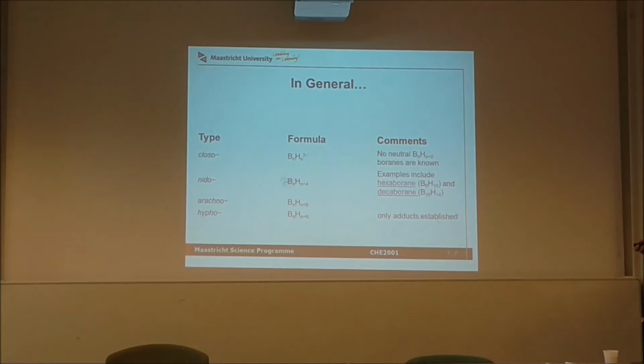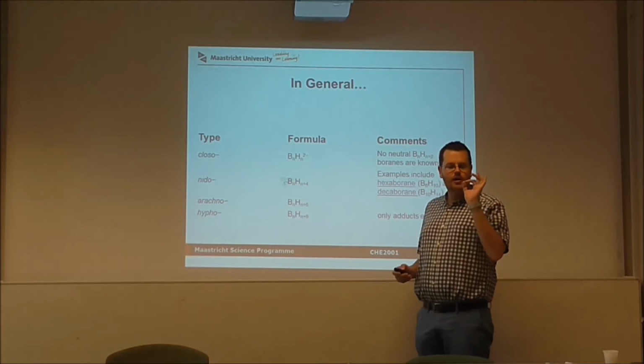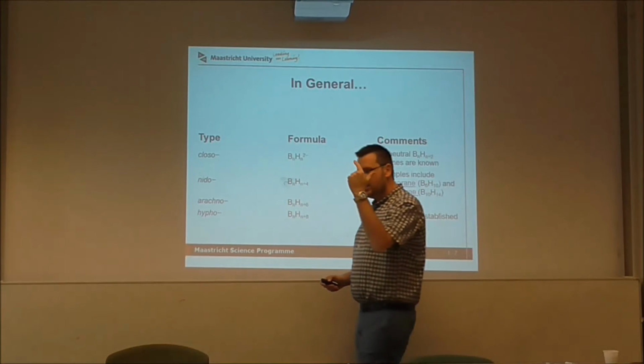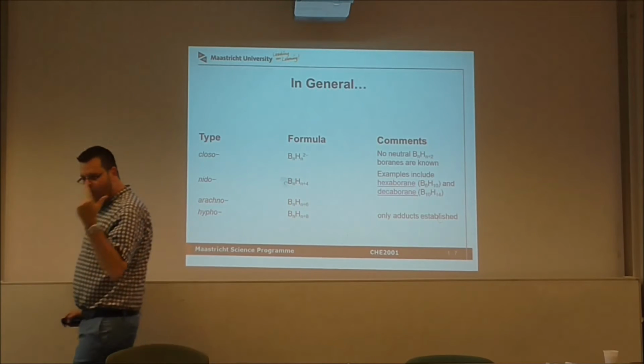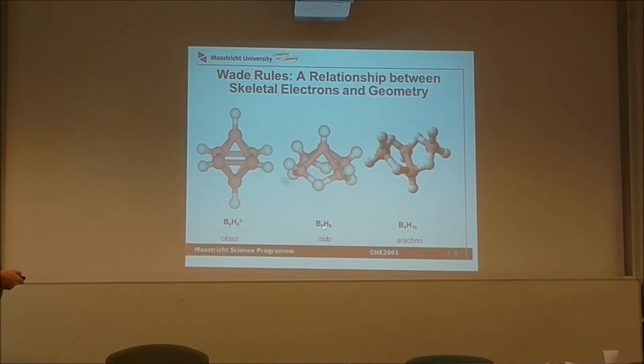Basically, if you know the formula of a borane, because boranes are clusters containing boron and hydrogen exclusively, if you know the formula and the charge, you can predict the structure type according to something called the Wade rules. These are essentially the Wade rules here. So let's have a look. Here we've got B5H9.